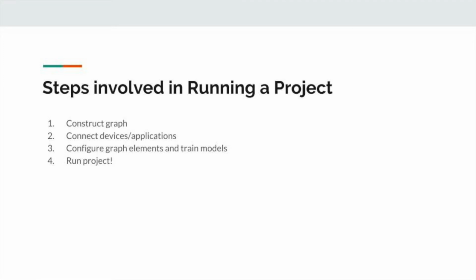In order to create a functional DataPipe project, the user needs to complete 4 straightforward steps. First, they need to construct a project graph specific to the project they're trying to build. Then they need to connect all the external devices and applications to their DataPipe project. Following this, they need to configure all of the graph elements, including training models and selecting parameters of each of the elements. Then, after they've configured their project, they can finally run it.